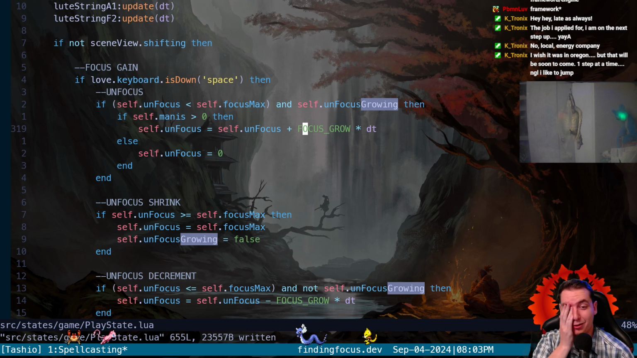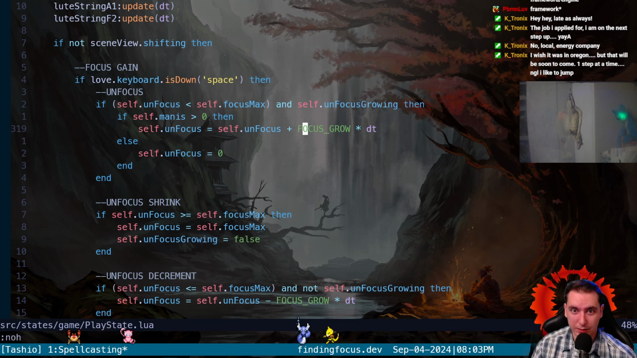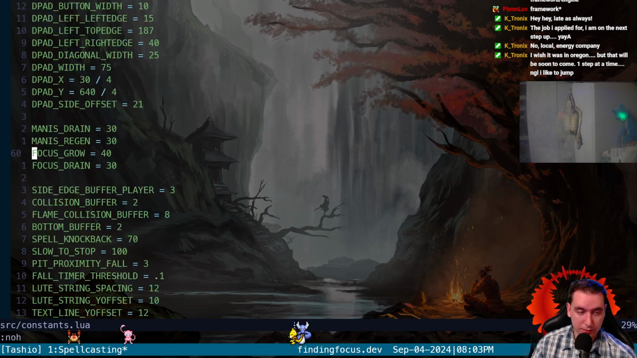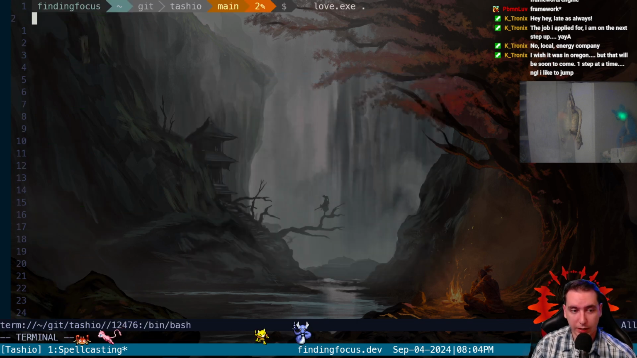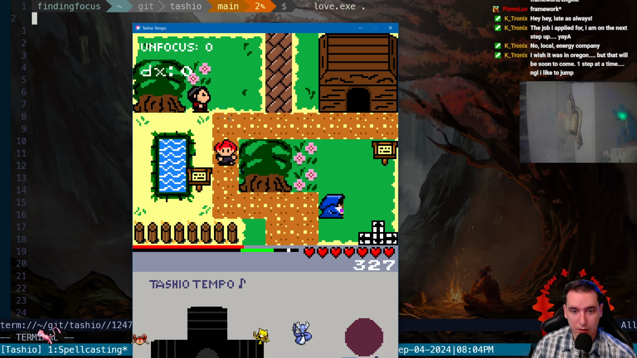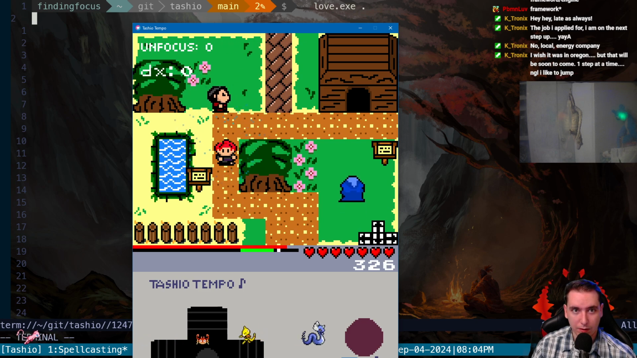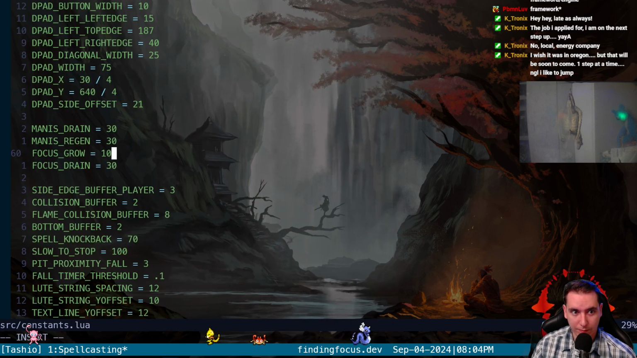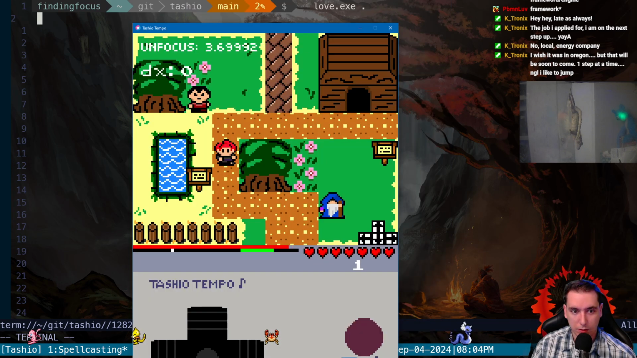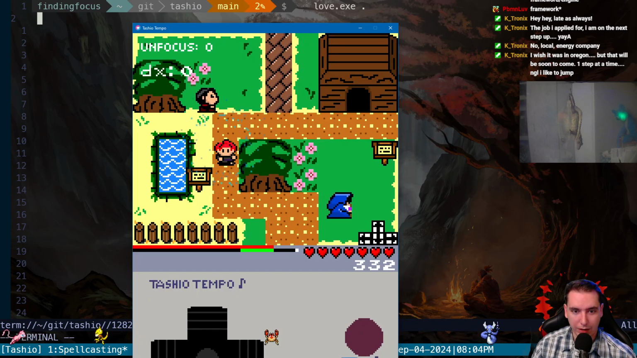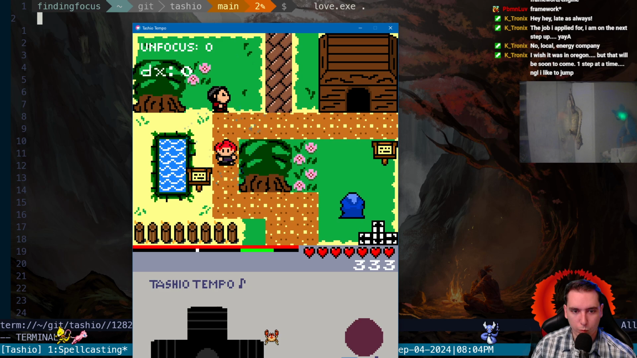Oh geez, that is so silly to explain. But let's see here. We want focus grow to be smaller. Let's just see if focus grow is 10. Let's watch our focus indicator and look at it. See, it wasn't so apparent there. But if we have focus grow like 100, our unfocus stutters.